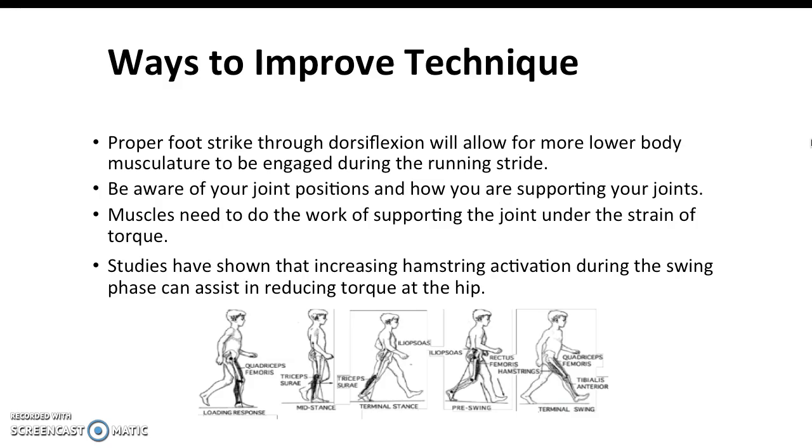Several ways to improve running technique. Proper foot strike through dorsiflexion will allow for more lower body musculature to be engaged during the running cycle. Be aware of your joint positions and how you are supporting your joints. Muscles need to do the work of supporting the joint under the strain of torque. Studies have shown that increasing hamstring activation during the swing phase can assist in reducing torque at the hip.